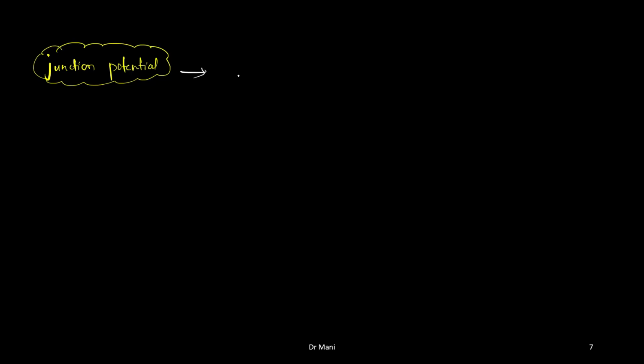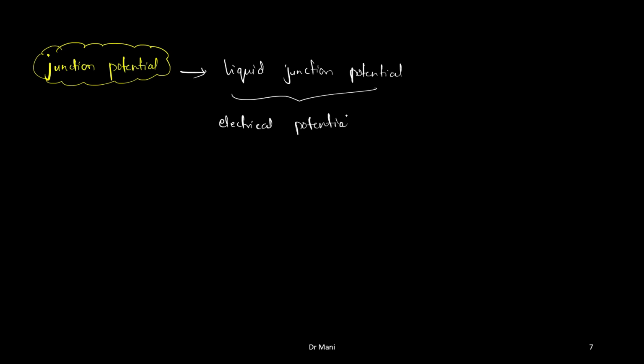So this junction potential is also called the liquid junction potential. What is this? It is the electric potential difference developed between two different electrolyte solutions. Remember, the liquid junction potential, or junction potential, is nothing but the electrical potential difference developed at the interface. That means at this salt bridge.